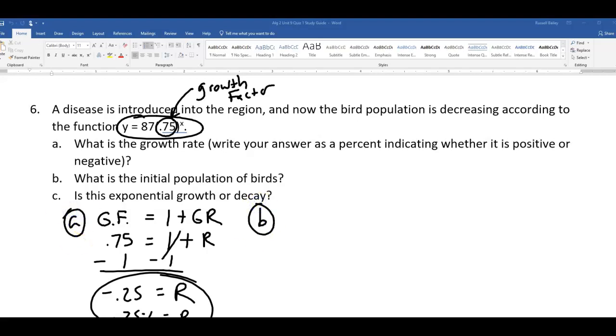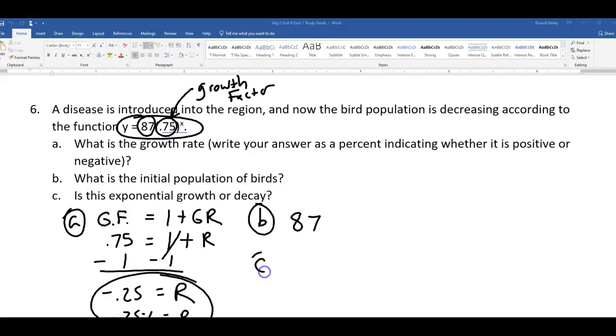Part B, what's the initial population? That would be the number in the very front there. So that would be 87 birds. It doesn't tell us if it's 87,000 or if it's in any kind of units, so I'll just say 87 for this.